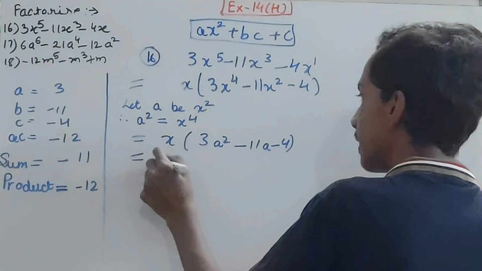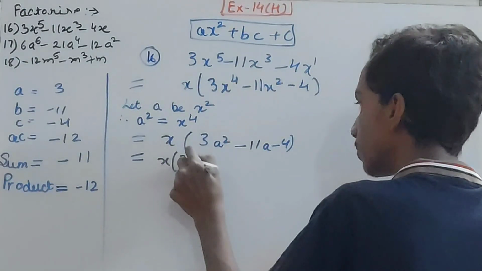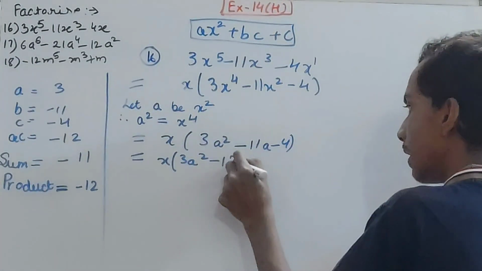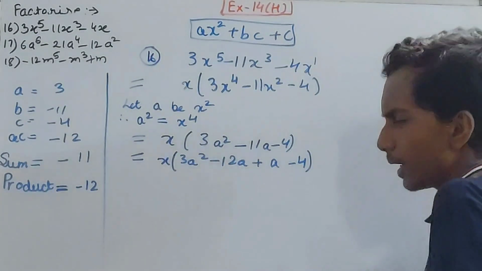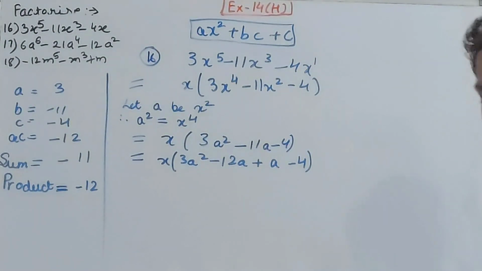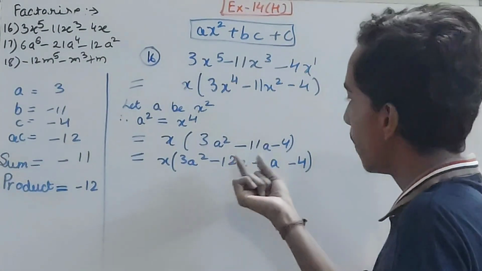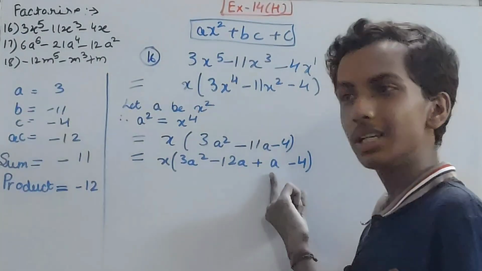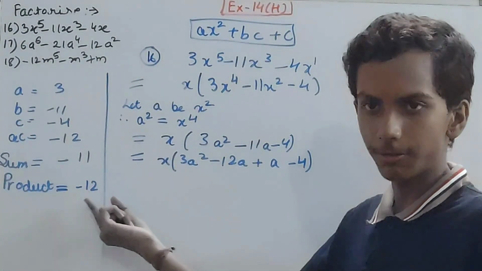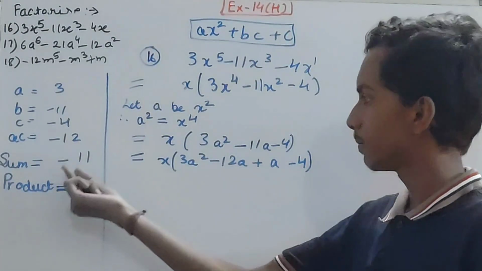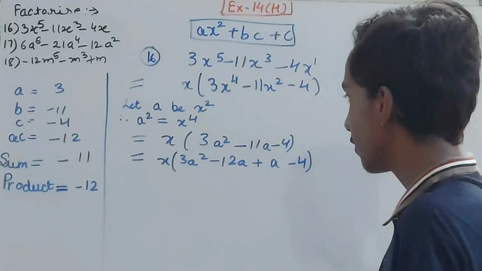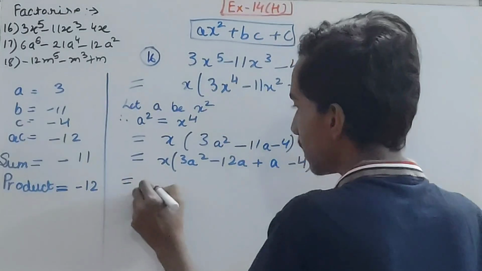Because if you will write it like this, x into 3a square minus 12a plus 1a minus 4. I'm not writing 1, we don't write 1, it's understood. If I'm writing a, it's 1. So minus 12 into plus 1 is minus 12. Minus 12 plus 1, if you add them, it is minus 11. Conditions are fulfilled. We can begin with the factorization process.